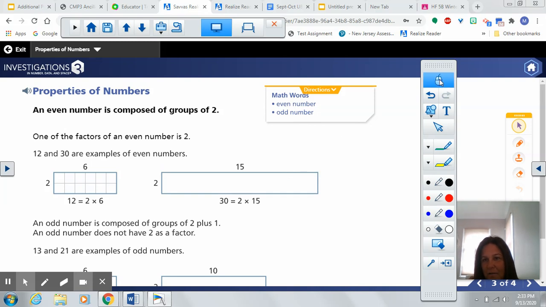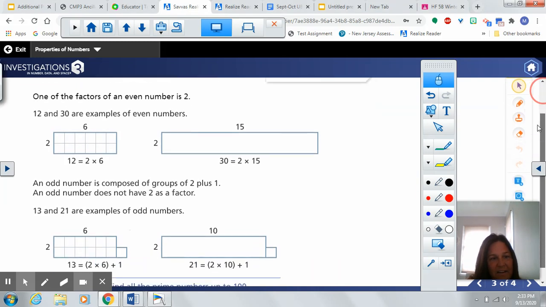I'm going to come on back over here and get rid of that. There we go. So one of the factors of an even number is always 2. 12 and 30 are examples of even numbers, and you can see that they can both create arrays that are 2 tiles. In this case, they're 2 tiles high, but if we switch that, rotate it a little bit, it would also be 2 tiles wide.